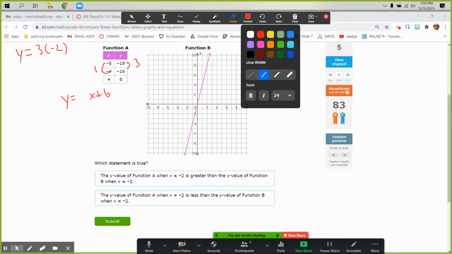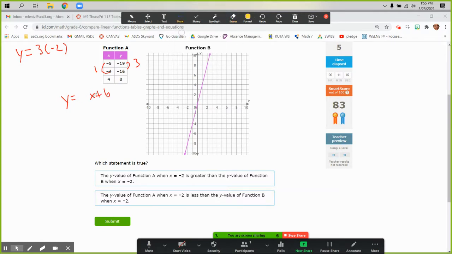All right, the slope is 3. X is 4. I'm just going to save some time. And then 8. So 3 times 4 is 12. 8 minus 12 is -4 equals B. So now I can go up here and write -4.